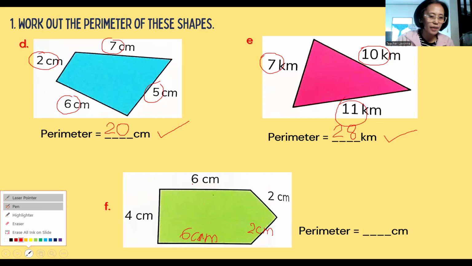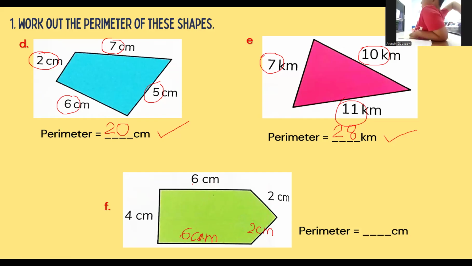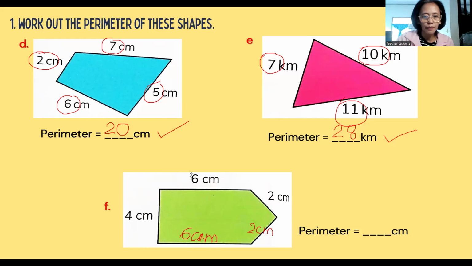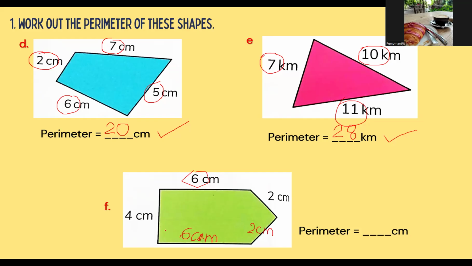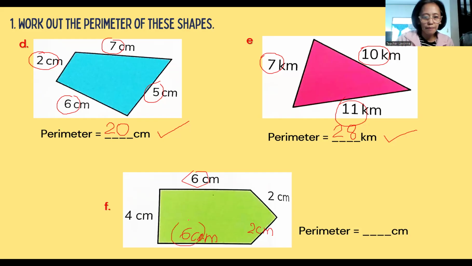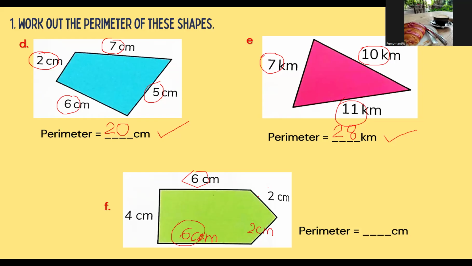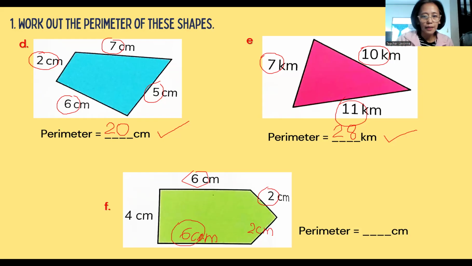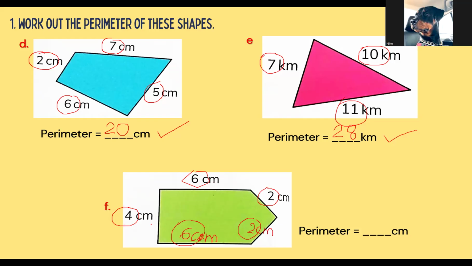Let's see who got correct. So if I have 6 cm over here and another 6 cm, that will give me 12, plus 2, 14, plus 2, 16, plus 4. So what's the answer? 18 cm. 20.